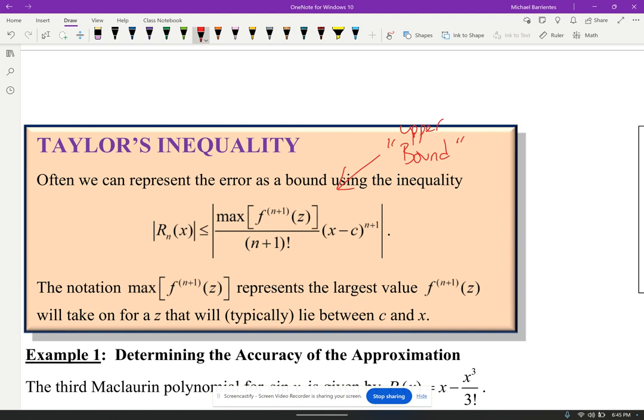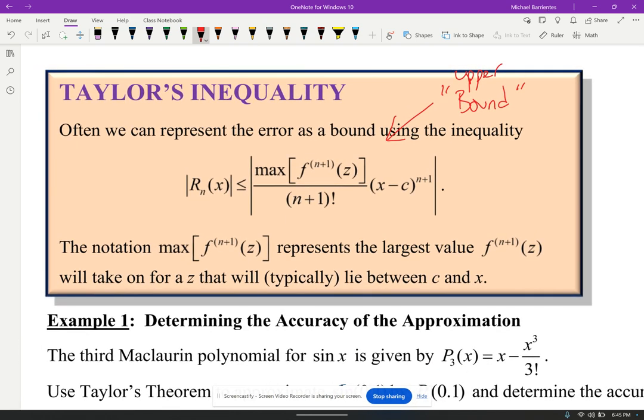Okay. Notice the wording here also. It says the notation, the max of f of n plus 1 at z represents the largest value of the n plus 1th derivative at z will take on, a z that will typically lie between the center point and the x value. Typically lie between them. Okay, so let's look at an example to see how this works.